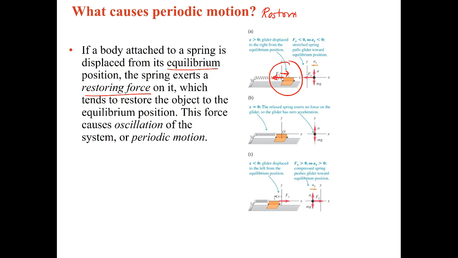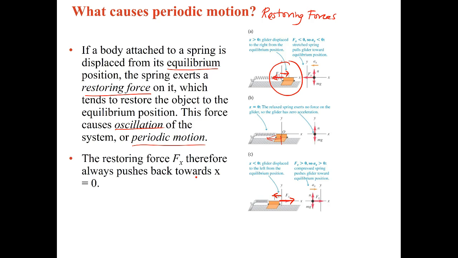Restoring forces. Because then what's going to happen is that the object will go past the equilibrium because it still has velocity even if it's gone past the 0 point, and now it will compress the spring in the negative direction, and the spring will exert a force on it in the positive direction. So this force is going to cause oscillation of the system, so periodic motion. This restoring force Fx always pushes back towards x equals 0.